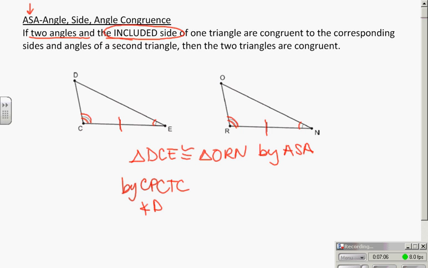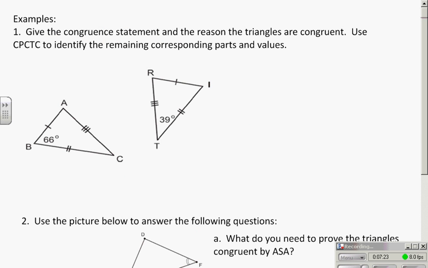By CPCTC, in this case, I get the other angle. Angle D is congruent to angle O, and I get the other two sides. DC is congruent to OR, and DE is congruent to ON.